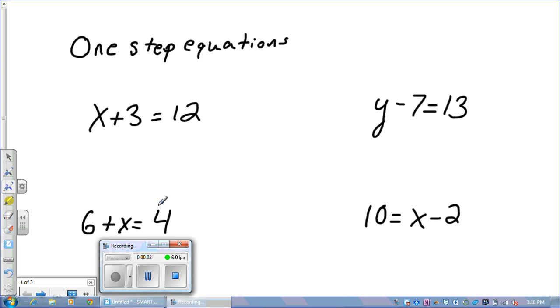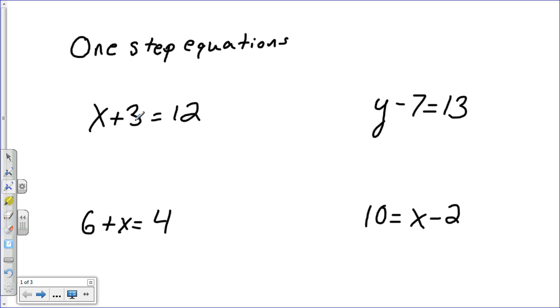Alright, today we are going to look at one-step equations. One step. All you should have to do is one thing in order to solve this. So we'll start off with x plus 3 equals 12. So this is x plus 3. We're looking to get the x by itself.